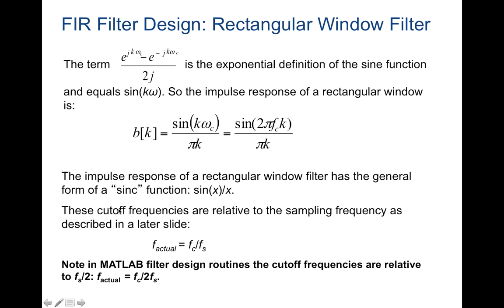Okay, so going to the next slide, you see this term is actually the sine function. And so if we replace, it's Euler's relationship for sine. So if we replace this with the sine of k omega c, then our rectangular window looks like the following. It'll be the sine of k omega c over pi times k. This is referred to as the sinc function. It's sine of x over x.